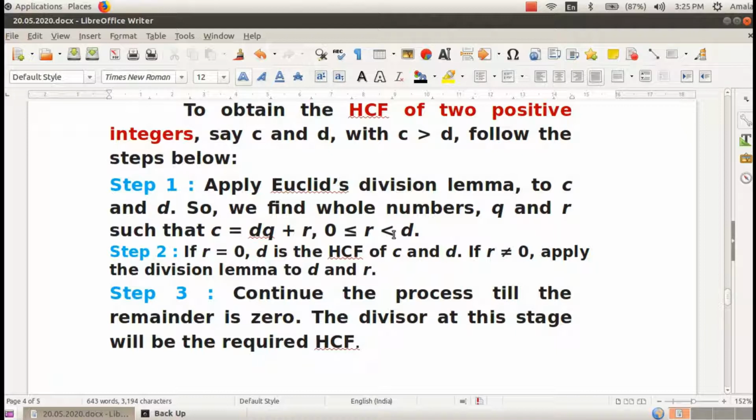If the remainder is 0, then we can stop this procedure and take D as the HCF. In step 2, if R is equal to 0, D is the HCF of C and D. If R is not equal to 0, apply the division lemma to D and R. In the first step we apply the division lemma to C and D, but in the second step we apply it to D and R. Continue the process till the remainder is 0. The divisor at this stage will be the required HCF.